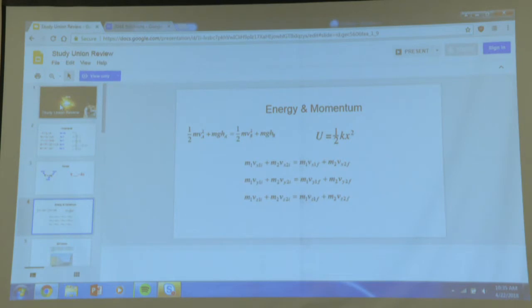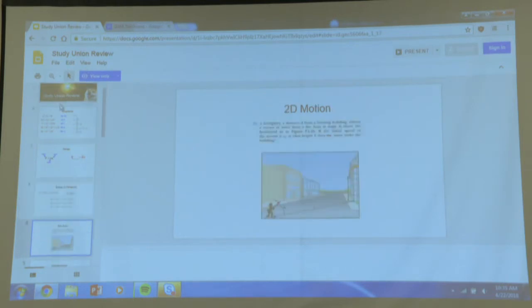So we have energy and momentum equations here. We have the conservation of momentum. That tells you that the momentum at the beginning is the same as the momentum at the end. This is a very fundamental and not very difficult principle to understand, but it's important to remember because it'll let you solve a lot of problems. Okay? So with that, let's go to the first problem.